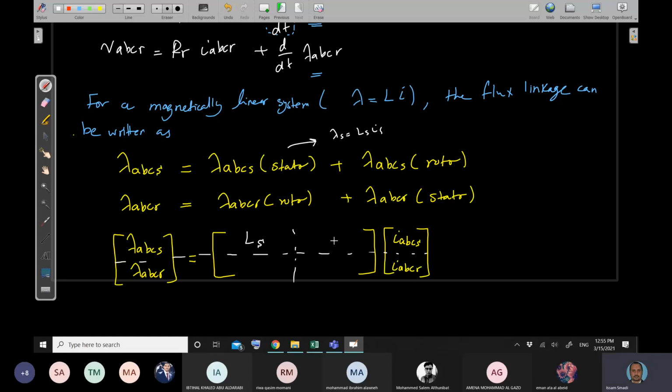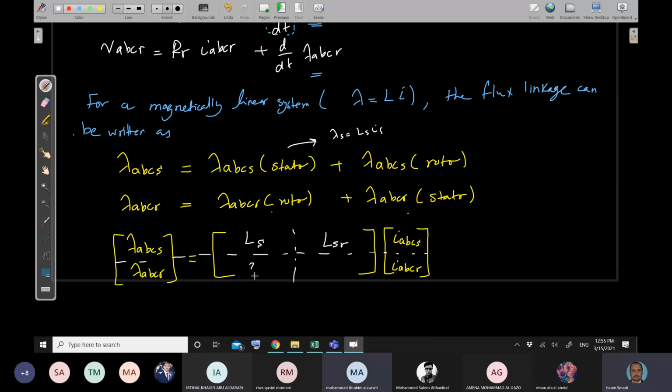What about this one here? This will be what? The inductance as seen between the stator and the rotor. So this will be the LSR. Now, what about here? This one represents what? LRS. This term represents this one or this one?